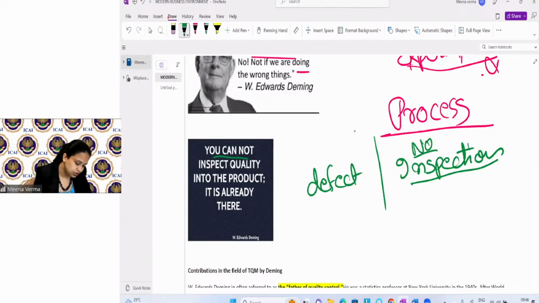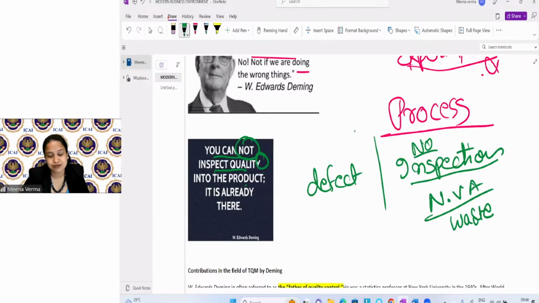So what is written? You can't inspect quality into the product. It's not possible. If it is a quality product, you don't need to do the inspection. Simple. When you are producing a quality product, you know it's a quality product. There is no need for inspection. So we have learned this is actually a non-value-added activity. It is just a waste. But sometimes we cannot eliminate it completely from the company, maybe for some requirement. So we should focus on minimizing inspection.